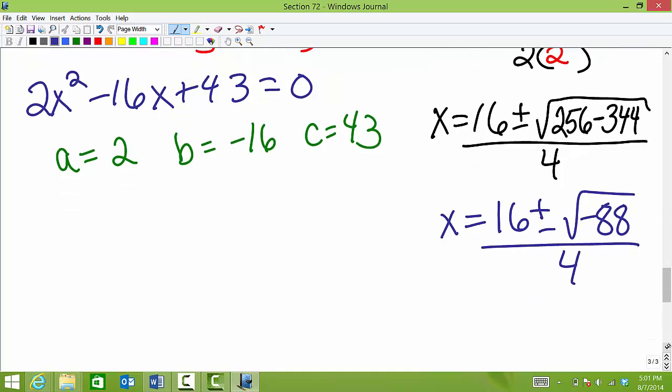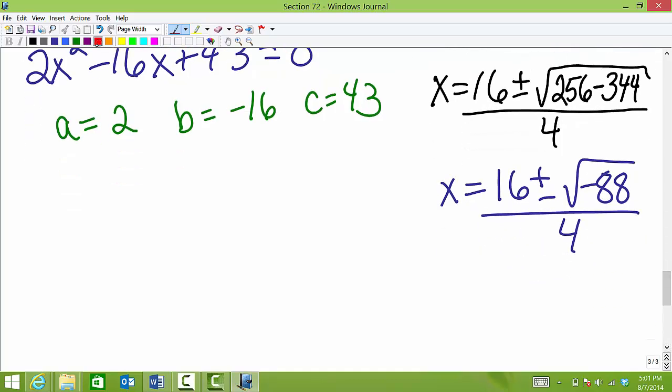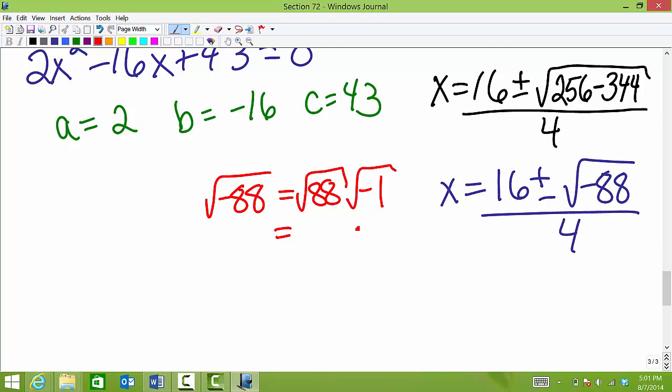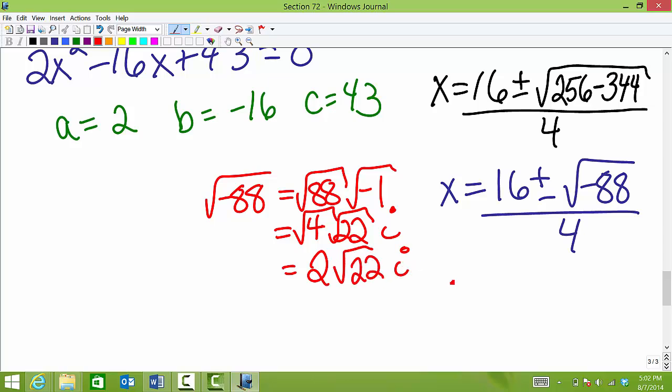We have the square root of a negative number, so we know that is going to give us an I. Let's go ahead and take -88 over here to the side and split it up. We're going to split up the positive part from the negative part. We get our I. What's the largest perfect square that divides evenly into 88? That would be 4. Leaves us with 22. So we end up with 2 times the square root of 22 times I. We're going to plug that back in.